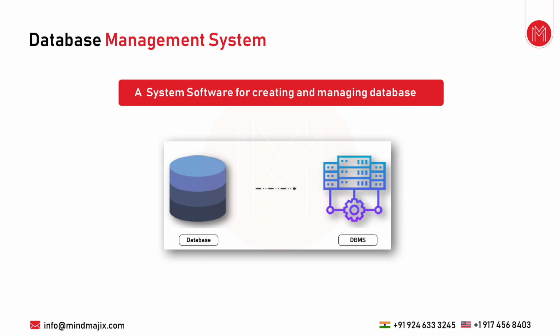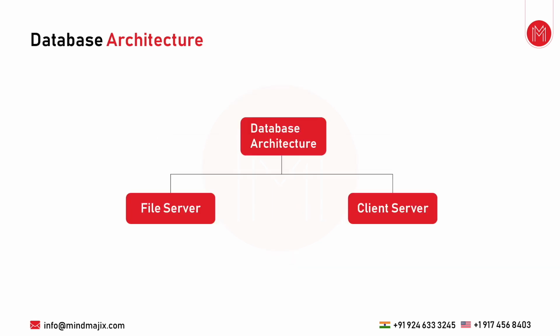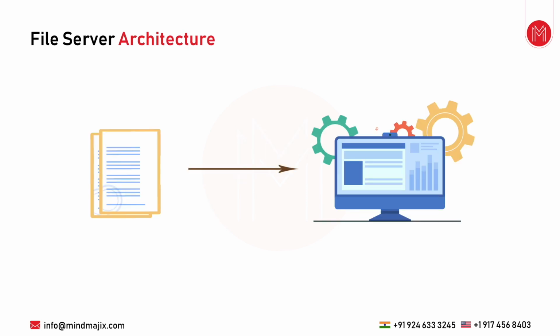Now, every database has an architecture. Now, let's understand what is the architecture. Database architecture is divided into two forms, the file server and the client server. Now, what is a file server? A file server can be best explained in a way. Suppose you have an Excel file and you have shared your Excel file to your friend. Now, if you make any changes in the original Excel file, the change cannot be seen by your friend.